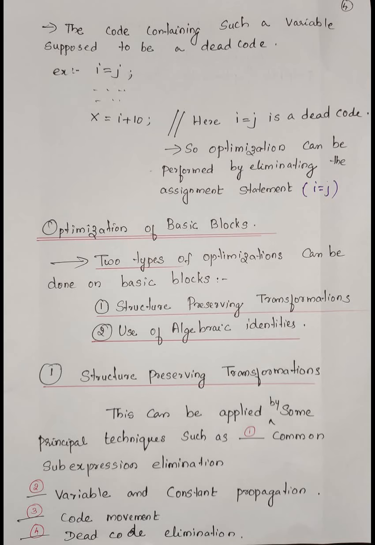Okay, then the next heading is optimization of basic blocks. There are two types of optimization for basic blocks: one, structure preserving transformation, and second, use of algebraic identities. First, structure preserving transformation. This can be applied by some principal techniques that we already discussed above: one, common sub-expression elimination, second, variable and constant propagation, third, code movement, and finally dead code elimination.